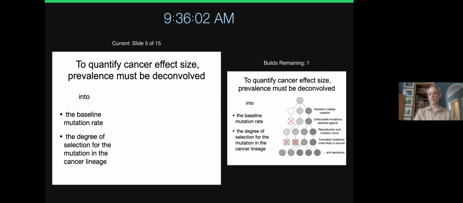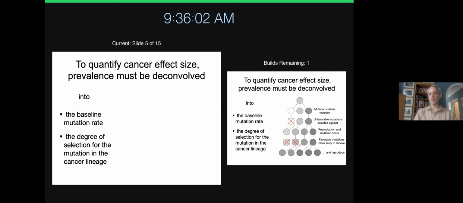So just to illustrate that, if you think about this little diagram on the right, you have a cell that starts in some tissue, and then mutation creates variation. Obviously, in evolutionary biology, unfavorable mutations are selected against. If you knock out an essential gene, that cell dies. Some of that variation doesn't cause problems and maybe is helpful. So reproduction and mutation occur. The favorable mutations are more likely to survive even in your cells compared to other cells. So those favorable mutations then confer a selective benefit.